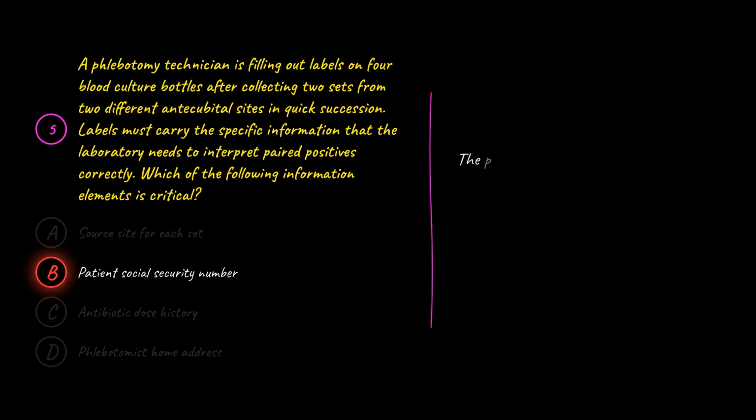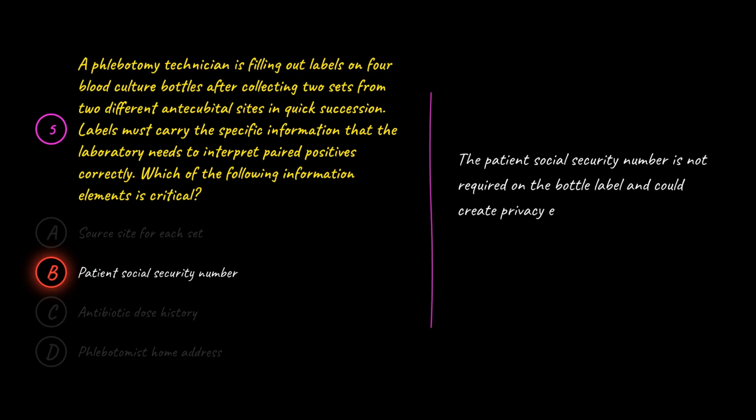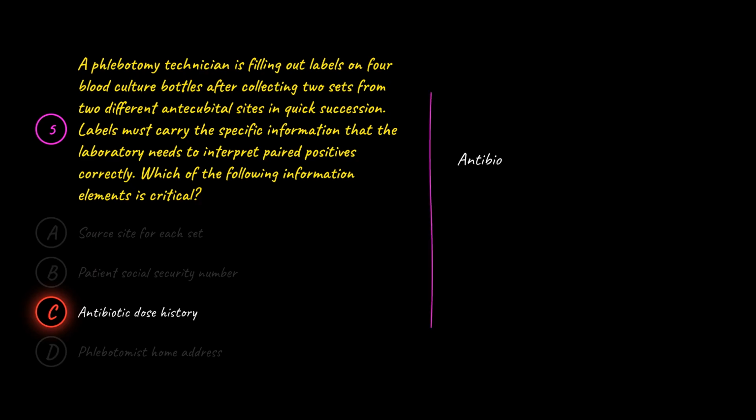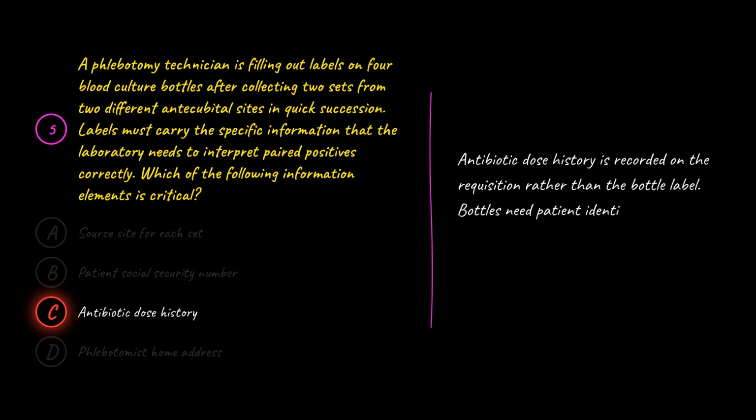B is wrong because the patient's social security number is not required on the bottle label and could create privacy exposure if visible. Identifiers are typically name and medical record number on the printed label. C is wrong because antibiotic dose history is recorded on the requisition rather than the bottle label. Bottles need patient identifiers, time, source, and phlebotomist initials, but not antibiotic specifics on the label.